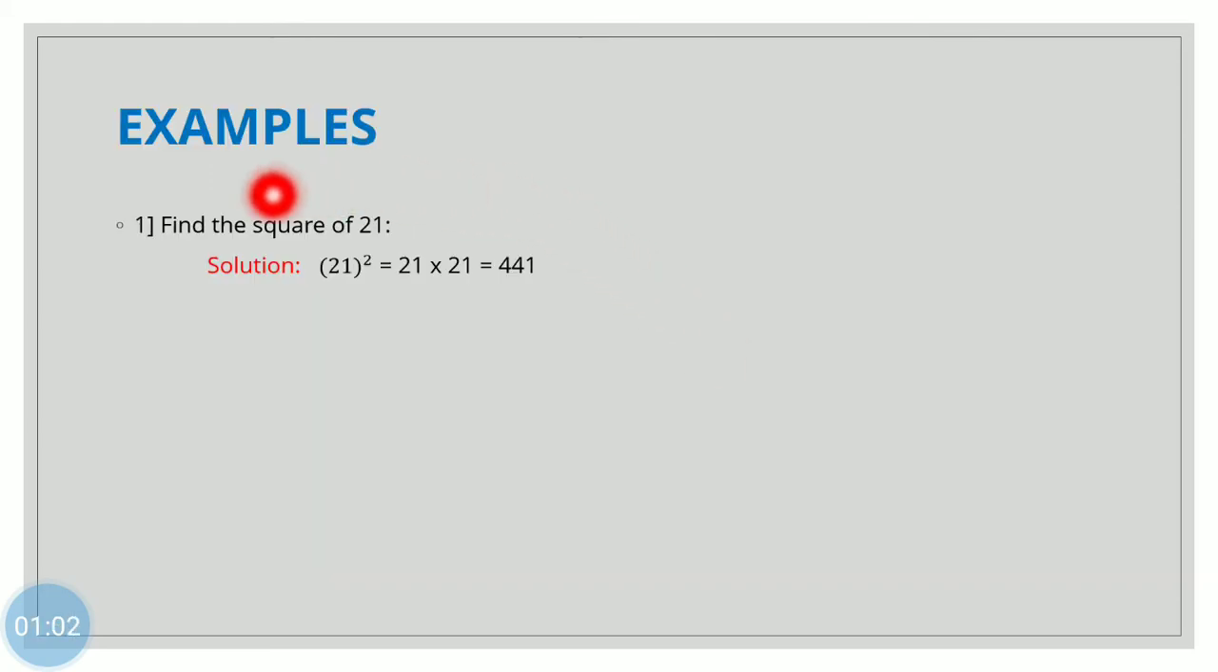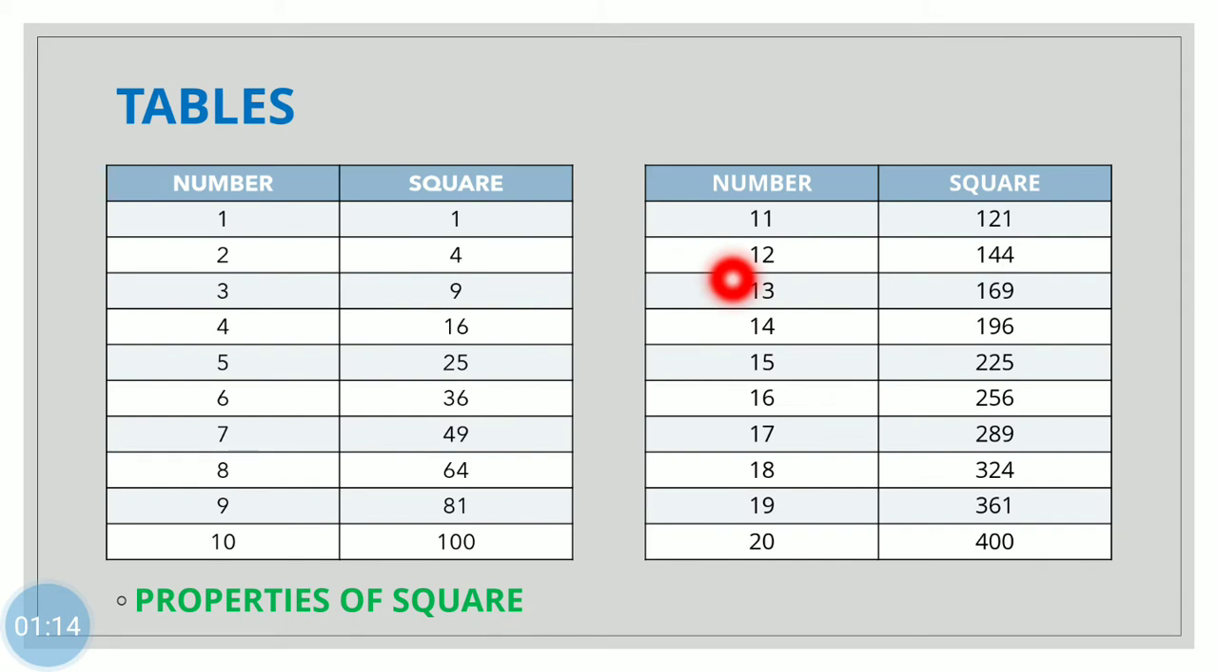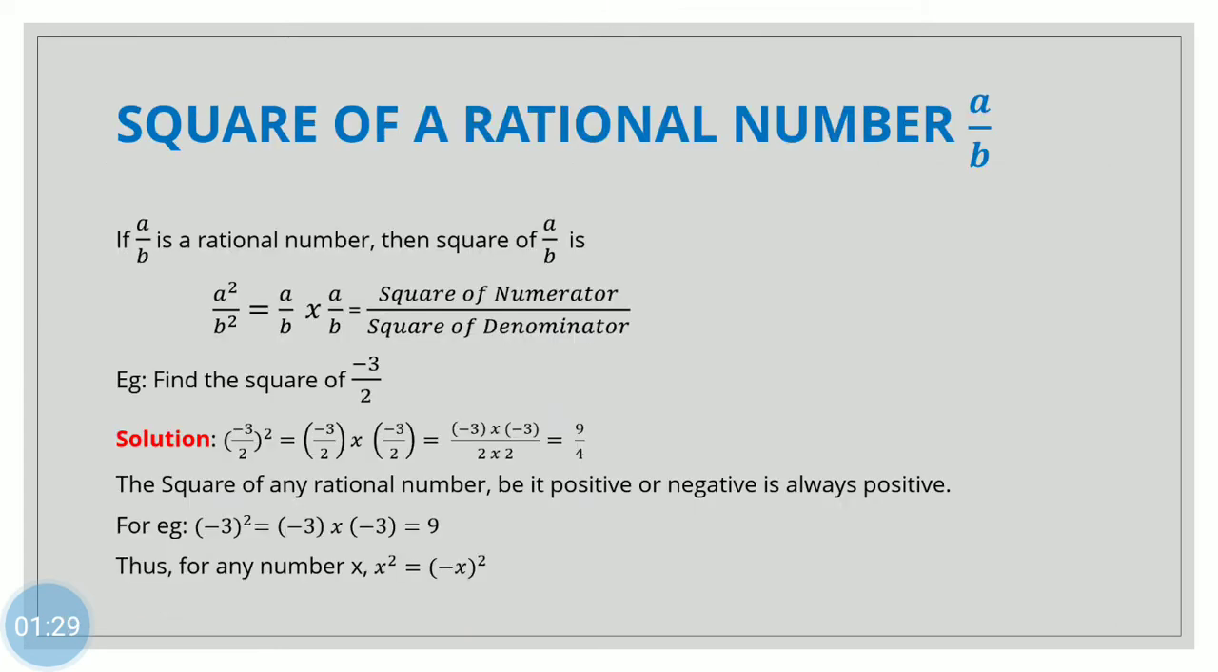For example, find the square of 21. So 21 squared is equal to 21 multiplied 2 times, 21 into 21, which is equal to 441. The table shows here the number and its square. I hope you all have already learned these squares from 1 to 20. This is very important to solve the sums based on squares and square roots.